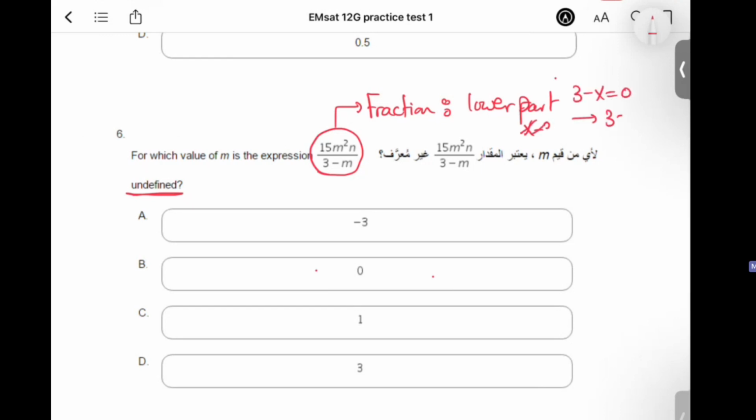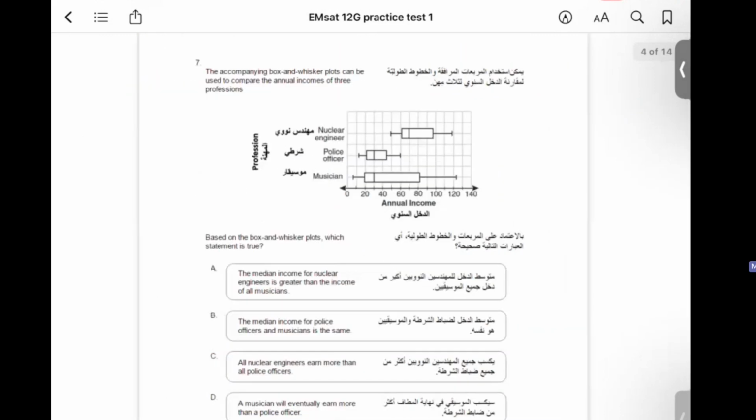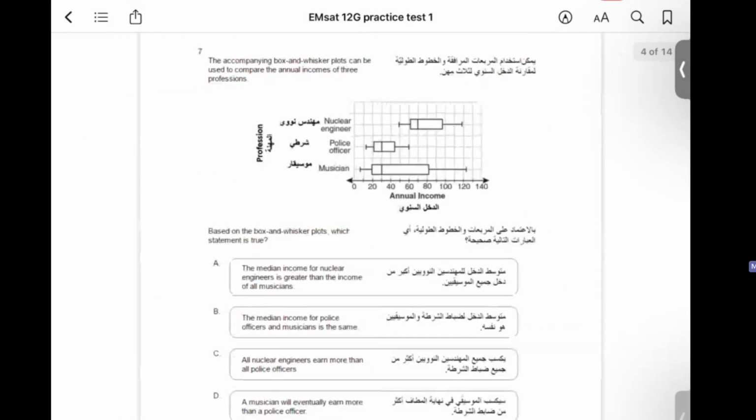You solved it, then you will discover that this is the value where you will have an error, undefined value at x equal 3. Now I'm moving to page number 4, and this is an exciting question, especially for students who didn't study statistics.